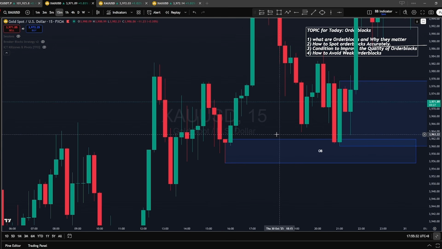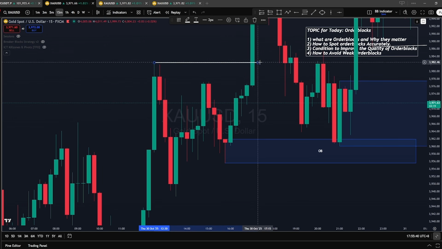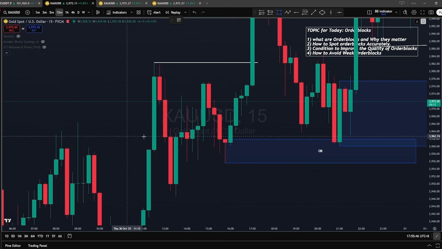Now, chat, has the market here created fair value gaps on this way up? Yes, absolutely. You have a structure break. Number one, that's your first criteria of a valid order block. Number two, you also have fair value gaps.